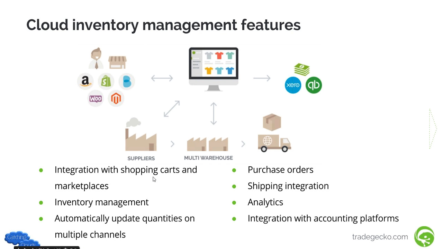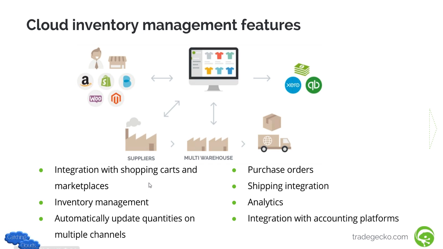All right, so what are the core features of a cloud inventory management system? The main one is integrating with your shopping carts. You need something that connects to your shopping carts and marketplaces that can actually connect and see all of your sales, whether you're selling on Amazon or Shopify or BigCommerce or Magento or Jet.com or Etsy or eBay or a range of other places. You need something that's going to connect to those and pull that information in.